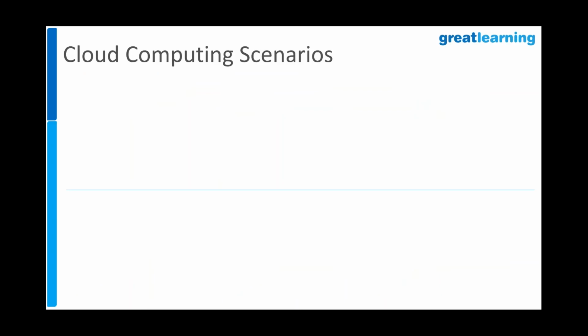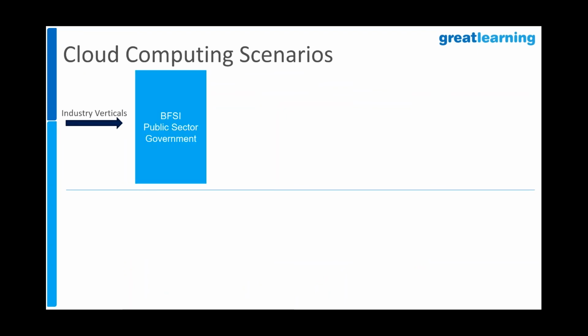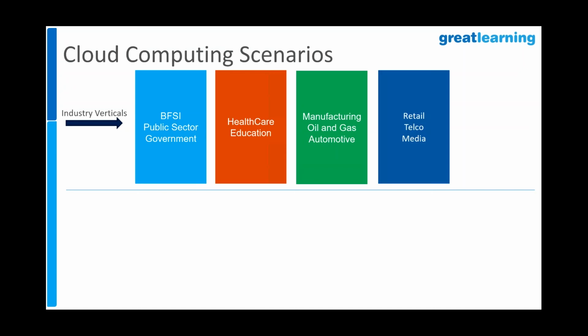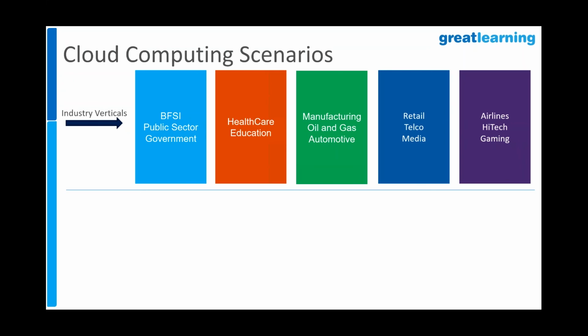So let's look at cloud computing scenarios. If you look at any large enterprise, they fall into one of several industry verticals. It could be BFSI, public sector, or government enterprise. It could be healthcare, education, manufacturing, oil and gas, automotive, retail, telco, media, airlines, high tech, gaming, and a few other industry verticals also. I'm just touching upon a few primary industry verticals here.